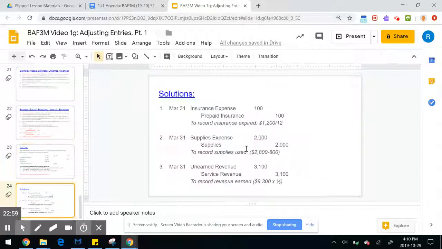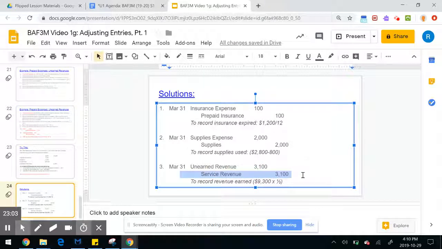So what we would do is we would credit service revenue for 3,100 because we've actually earned 3,100 in revenue this month. So that should count towards our revenue figure and help our income statement. And we would debit unearned revenue because unearned revenue isn't 9,300 anymore. It should go down by 3,100. We actually only owe them 6,200 in unearned revenue left. So this is our adjusting entry to make unearned revenue accurate, one, by debiting it down to what it actually is, and number two, to recognize revenue in the month where we actually earned it.